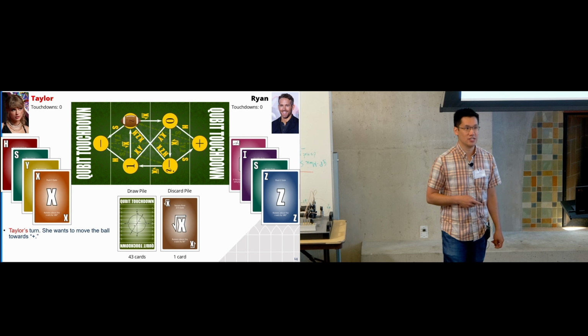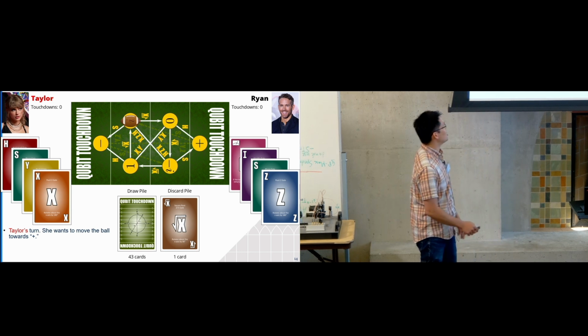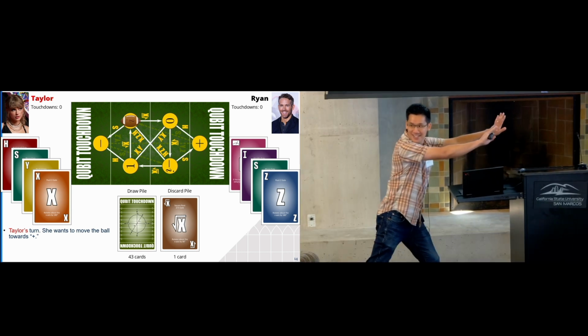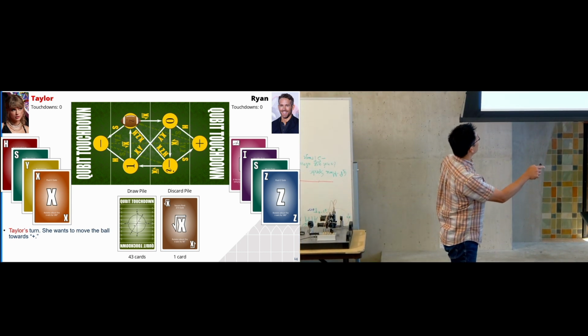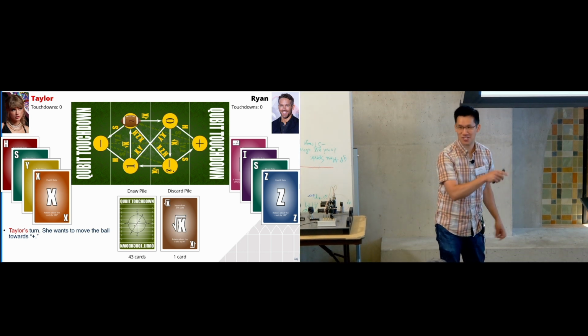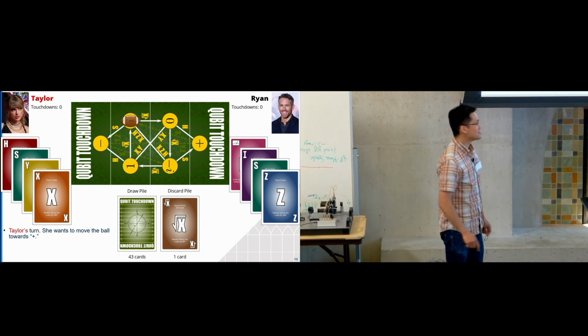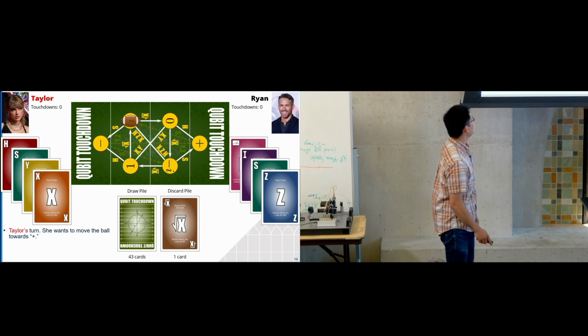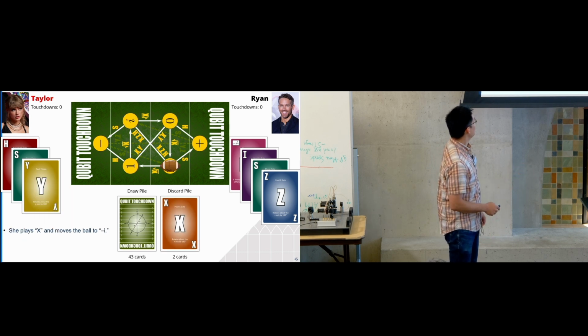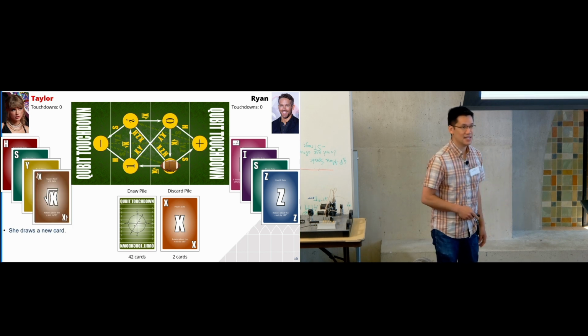Now it's Taylor's turn. So Taylor wants to move the ball generally to the right. And so looking at her cards, an X would move it diagonally to -I. A Y would do nothing at this point. S would go backwards, so she would score a touchdown for Ryan, so she definitely doesn't want to do that. And she has an H that would also move it diagonally across. So let's say she plays X. So she'll discard that, move the ball, and then she'll draw another card. Now it's Ryan's turn.